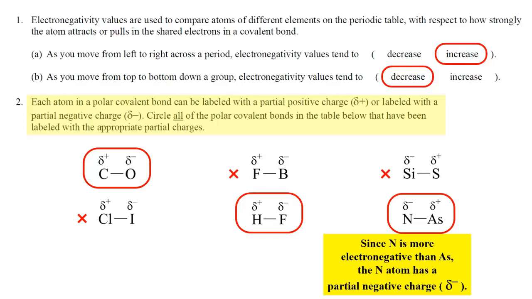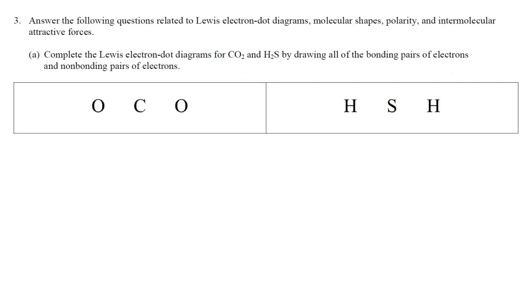Now, let's take a look at question 3 in this practice quiz. In question 3, it says, answer the following questions related to Lewis electron dot diagrams, molecular shapes, polarity, and intermolecular attractive forces. In part A, it says, complete the Lewis electron dot diagrams for CO2 and H2S by drawing all of the bonding pairs of electrons and non-bonding pairs of electrons.